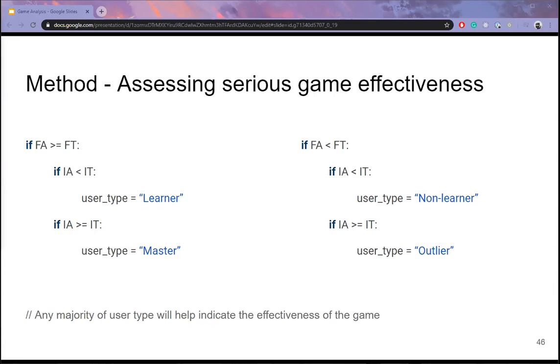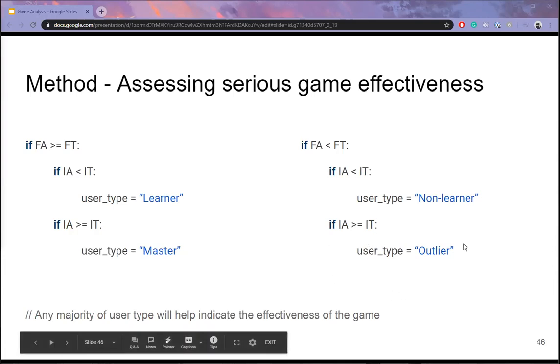And if the initial assessment is not smaller than the initial threshold, it means that the player succeeded during the practice phase, but was unable to apply the acquired knowledge in the mastery phase, which means that there is some flaw in the game design where we translate the learning outcomes into game mechanics. There's some flaw in there, which is why this kind of player is produced.